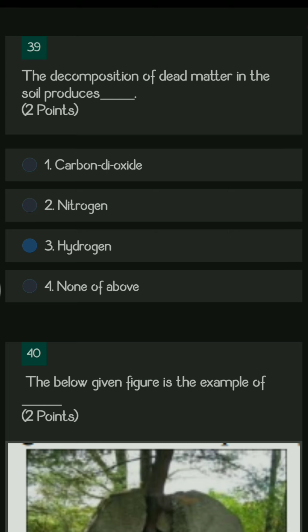Next question. The decomposition of dead matter in the soil produces dash. So the options here are carbon dioxide, nitrogen, hydrogen and none of the above. So the right answer here will be carbon dioxide, because the dead animal remains or the dried plant leaves, when they get decomposed, it produces a large amount of CO2.